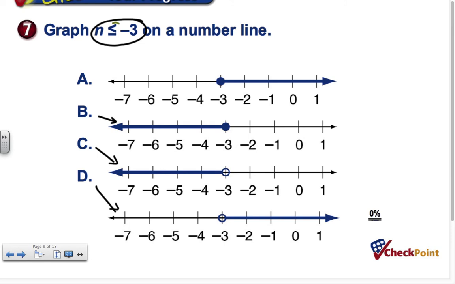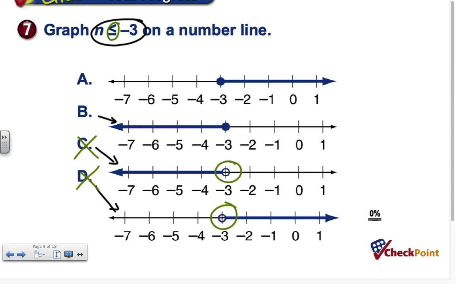So because n is less than or equal to, I know that C and D are not possible because they're open dots, which means they're not equal to. Okay? So now I'm just going to look at A and B. So we have -3. Both dots are on -3, but less than.